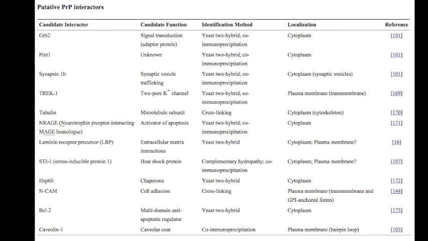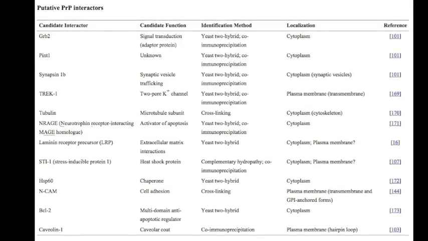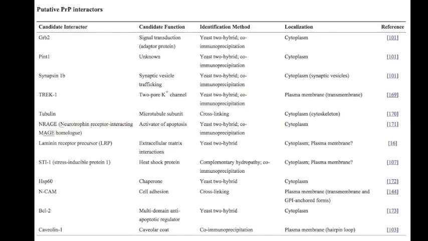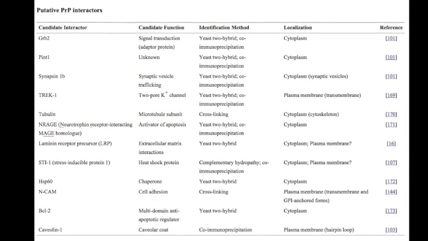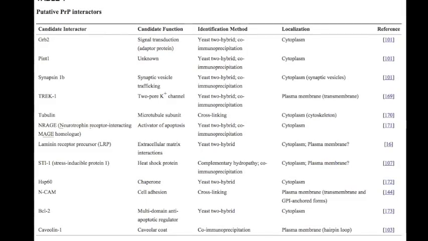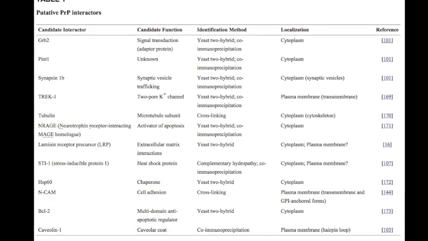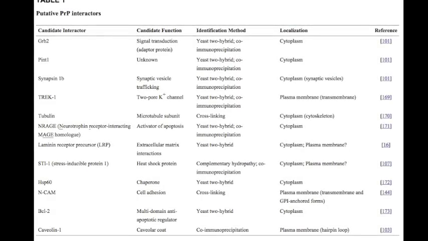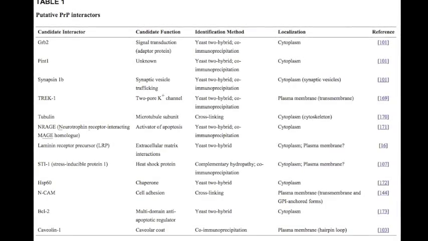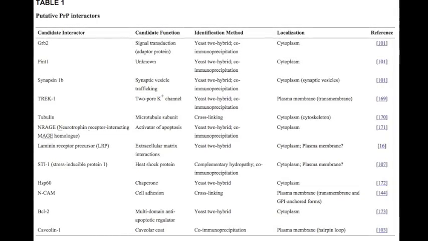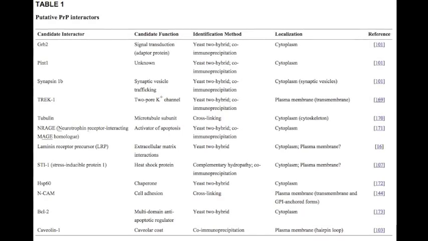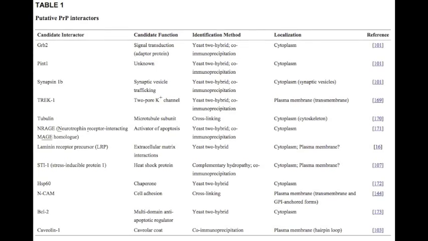Some of what goes into proper functioning is the relationships and interactions the PRPC has with other molecules. This chart outlines an extensive list of normal cytoplasmic interactions, including GRB2, which is a signal transduction molecule located in the cytoplasm, TREC1, which is a transmembrane molecule regulating potassium channels, and NCAM, which is a cell adhesion molecule also located transmembrane, all showing that prion interactions are involved in essential cellular functions.